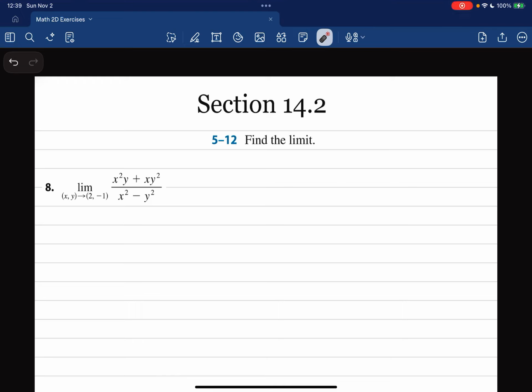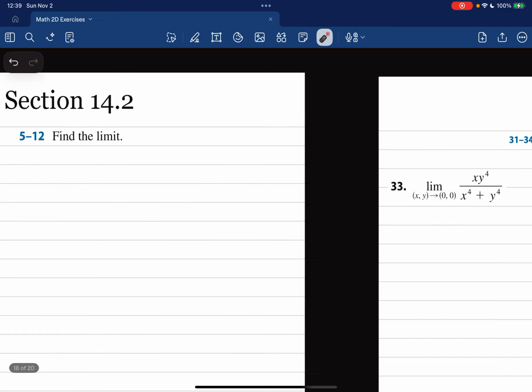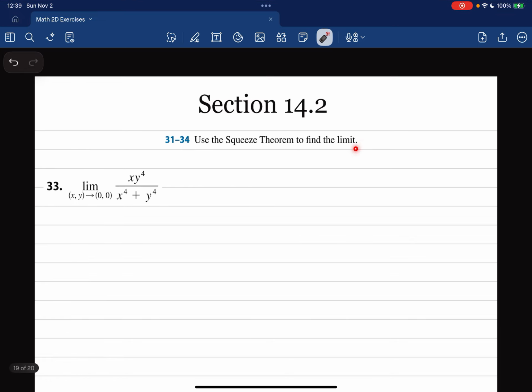Hello. In this video, I'm going to be evaluating two limits from section 14.2 of James Stewart's Calculus Early Transcendentals, 9th edition. And the two limits are these. So first, from problem set 5 to 12, we want to find this limit here, which is number 8. And from problem set 31 through 34, we're going to use the squeeze theorem to find this limit right here.